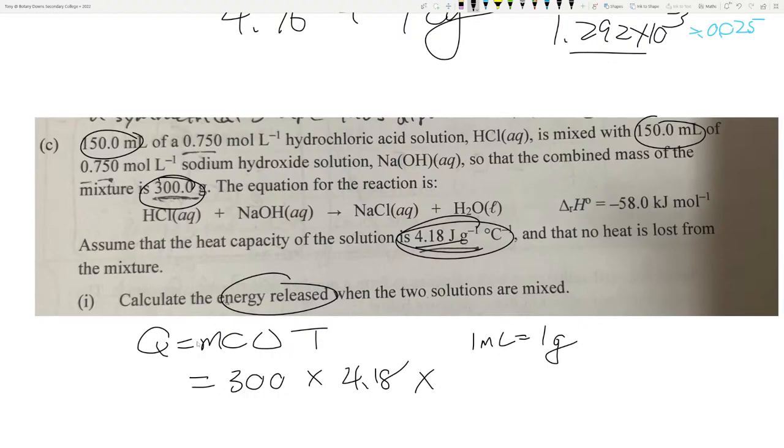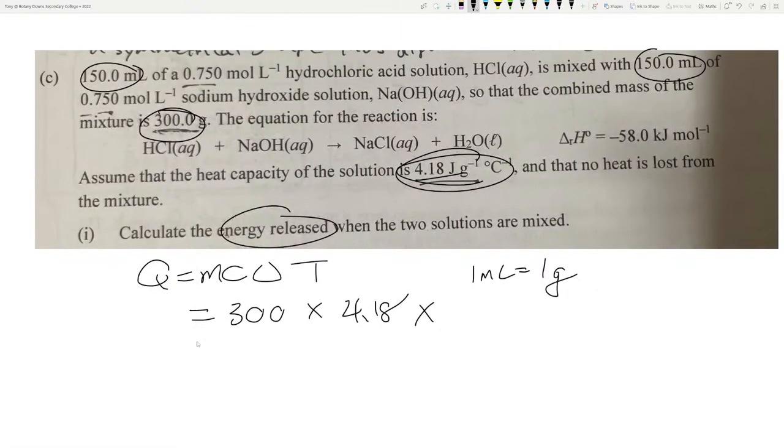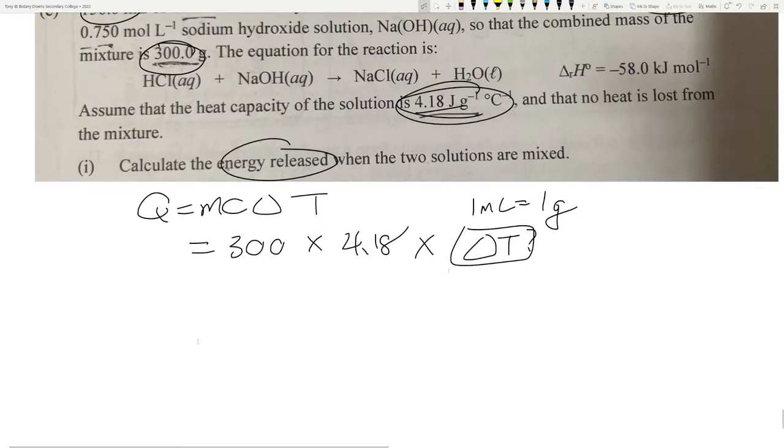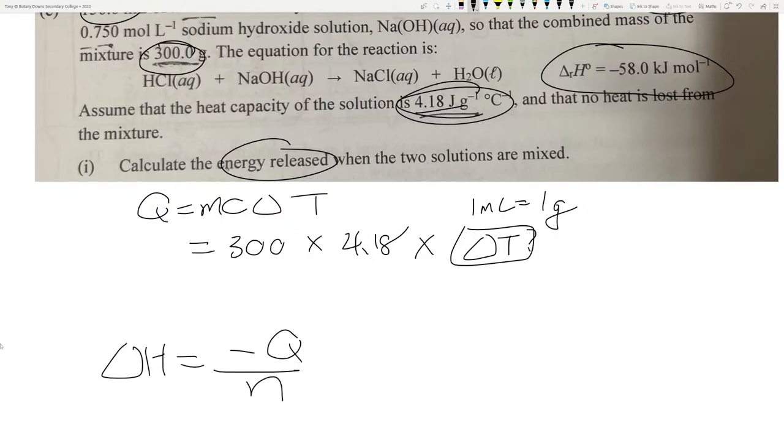Where is it? Huh? No heat is lost. Oh, we're trying to figure out the heat, right? Yes. Okay, so we don't know the change of temperature. So we don't know this number. Okay, so we're going backwards. That's fine because they gave us the enthalpy. There it is. So we know Q. We know that enthalpy. So we're going backwards. Enthalpy equals negative Q divided by mole. And we know delta H, we know mole.